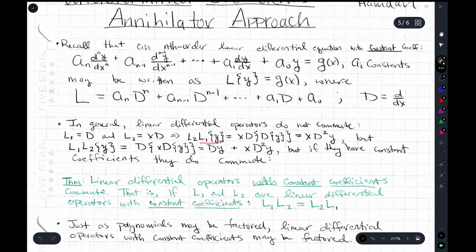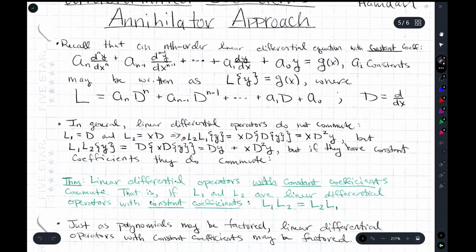So if we act with L1 first on some function y and then L2, well then L1 is just the derivative, and L2 here is x times the derivative, and the derivative times the derivative here is D squared, so it's just the second derivative, and we get that expression there. That's what L2 L1 does when it acts on y.